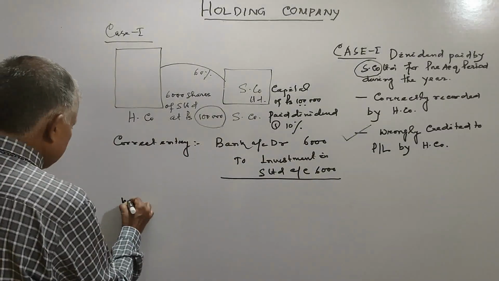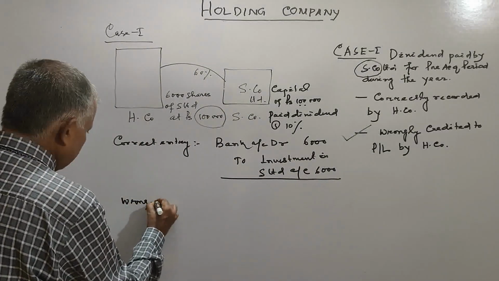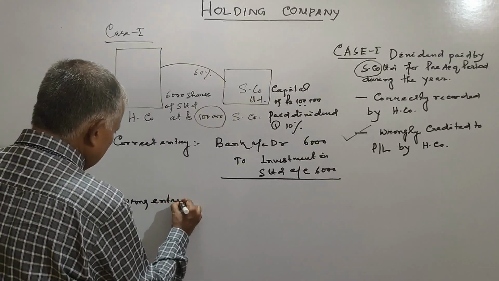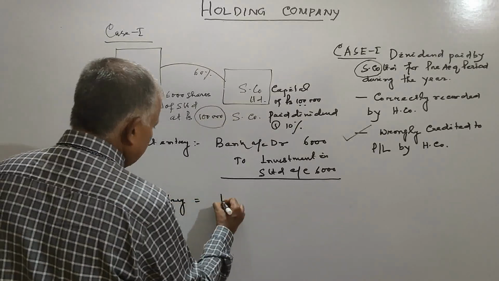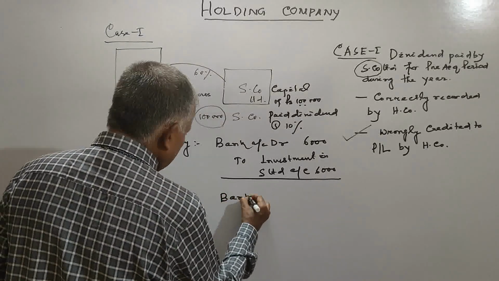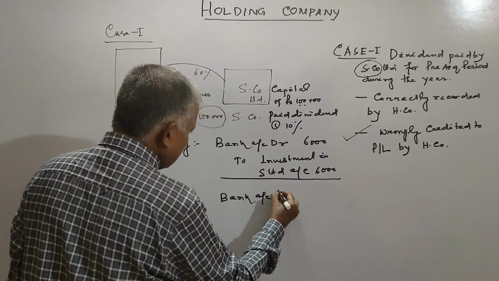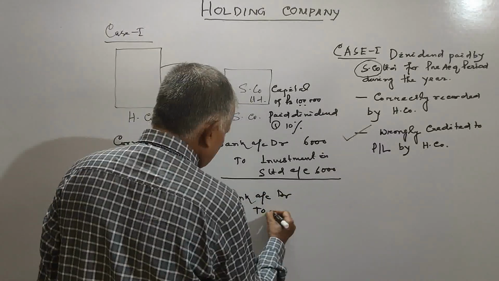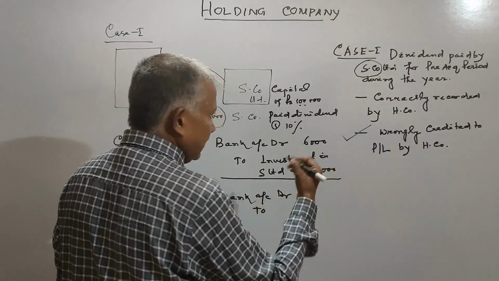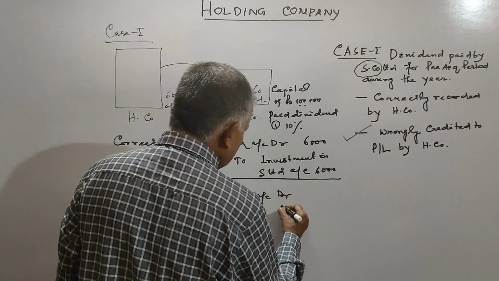So if there is a wrong entry, then the entry will be bank account debit to dividend account, again dividend account debit to PL account.